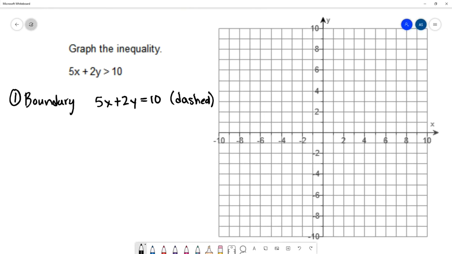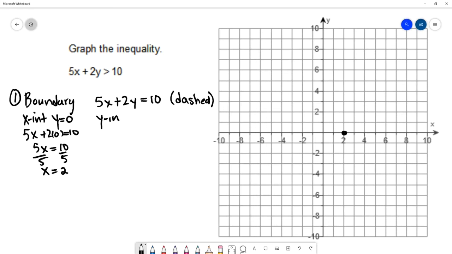There are many ways to draw that dashed line. This time I will draw the line using x and y intercepts. We need to find 2 points on the line. I'll find the x-intercept by letting y equal 0. That's 5x plus 2 times 0 equals 10. 5x equals 10. Divide by 5 and we get x is equal to 2. So we know that the ordered pair 2, 0 is on the line.